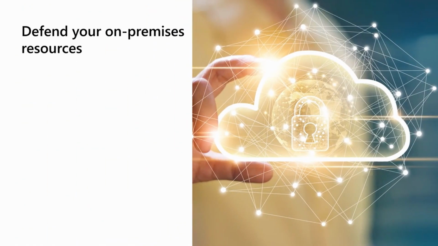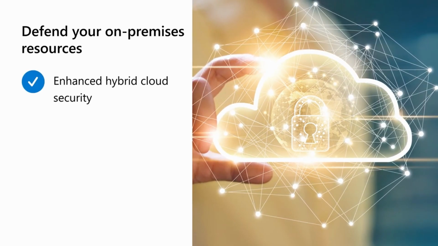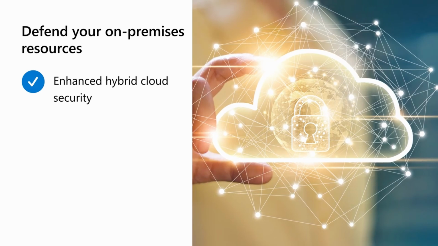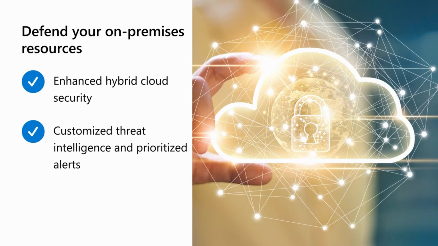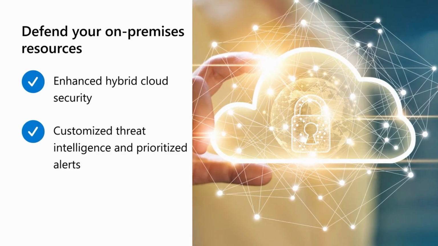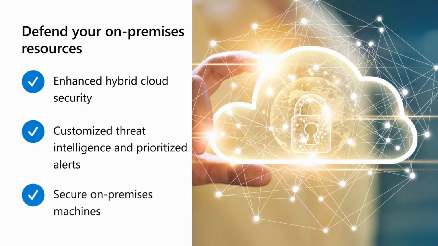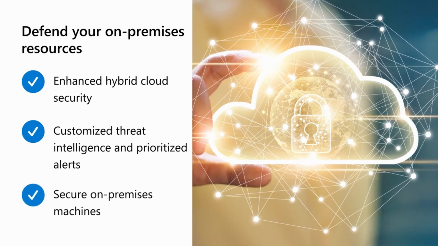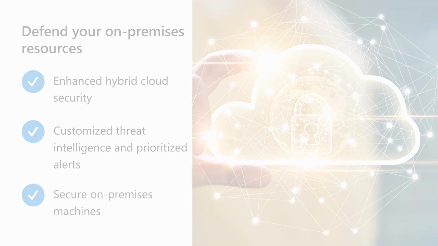Alongside protecting your Azure environment, you have the option to fortify your hybrid cloud setup by incorporating Defender for Cloud capabilities, ensuring the security of your non-Azure servers. Tailored threat intelligence and prioritized alerts are provided, allowing you to concentrate on the most critical aspects of your environment. To extend protection to on-premises machines, simply deploy Azure Arc and activate Defender for Cloud's advanced security features.